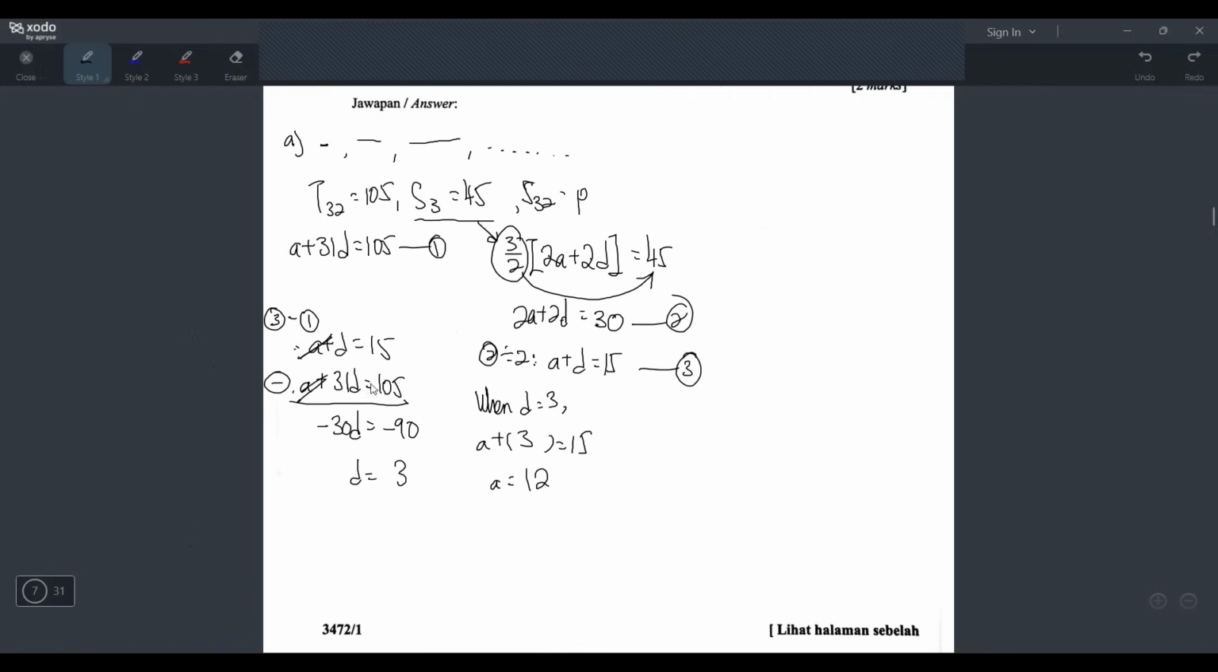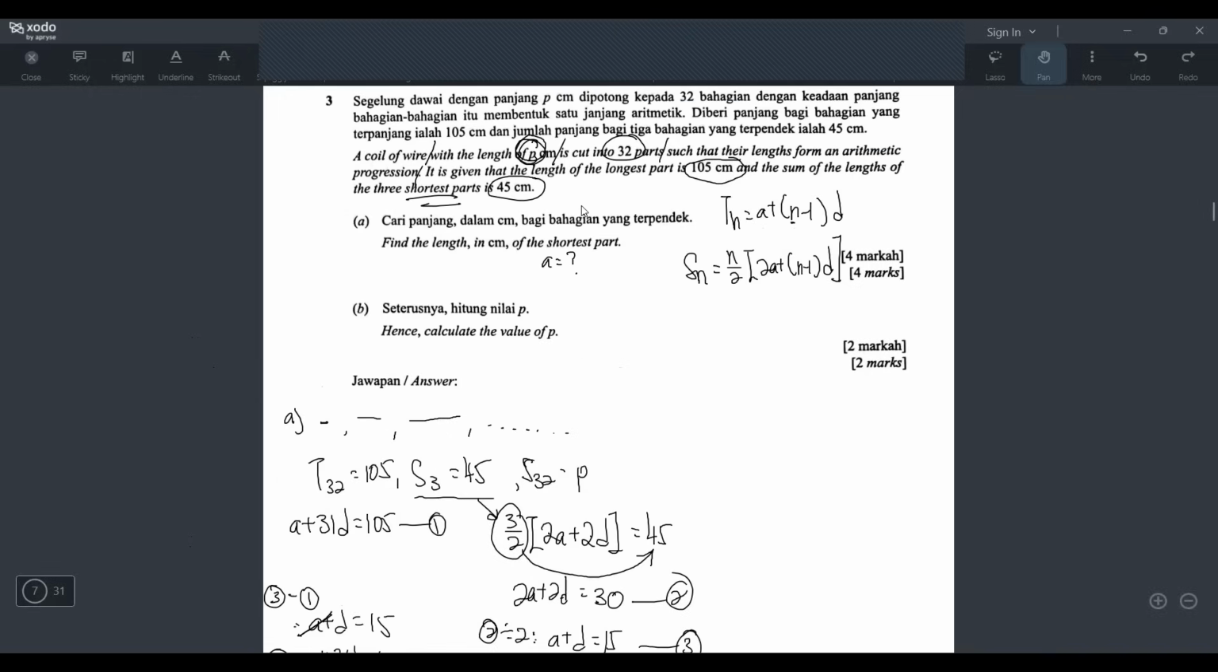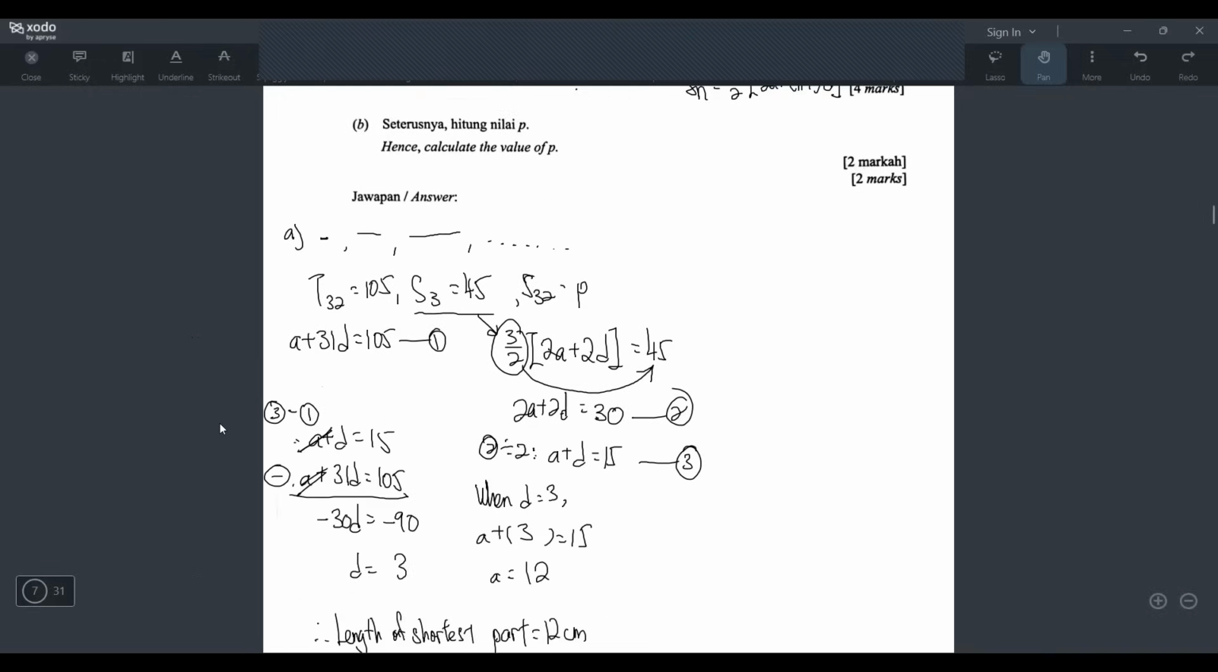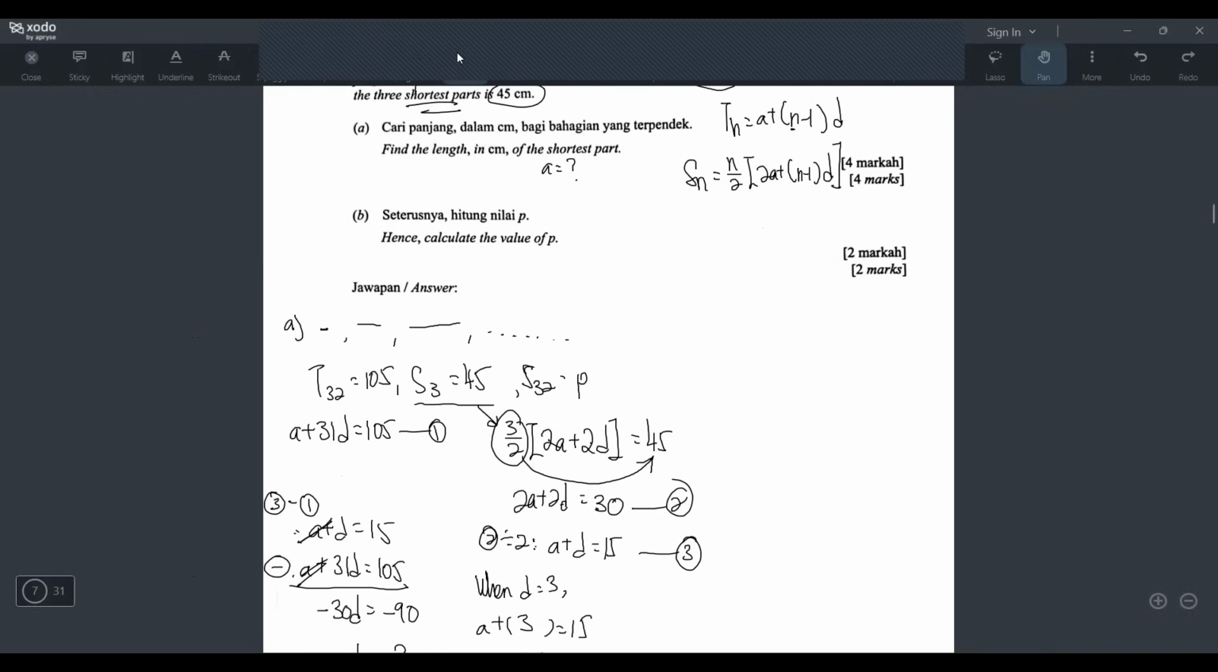Okay, so the soalan asks you to find length of shortest pipe. So I'll just write here, the length of shortest pipe is equals to 12 cm, or centimeter or meter? Centimeter, right? Everything is in centimeter. So yeah, 4 marks for this. Okay, let's do B.